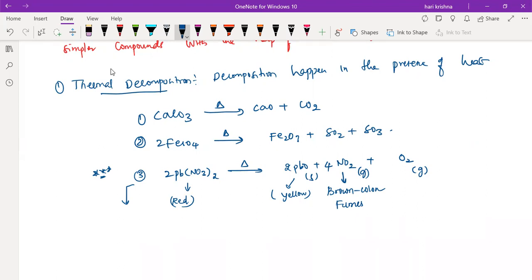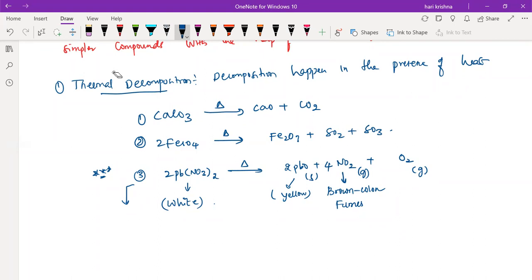But how can we know the colors? By looking at the solids, you can say, or you can remember them. You're asking how to know if a salt is yellow or white. When you go to the laboratory, we can see different types of salts. They exist in their own colors, and that you have to remember. Apart from that, you can't do anything.